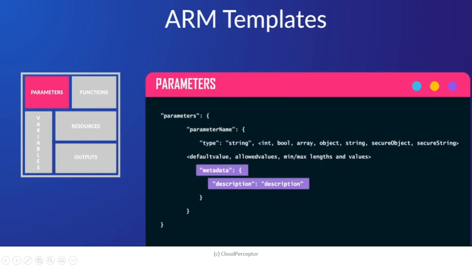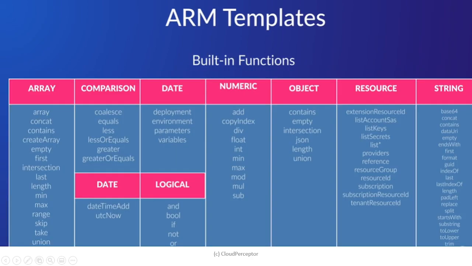So let's look at the attributes in detail. Parameters: as I told you, we can keep a separate parameter JSON file. It looks like this. The parameter name is there. Type can be string, int, boolean, array, object, secure object, and secure string. Then default values, allowed values, min, max, length, and values. Metadata: description is there.